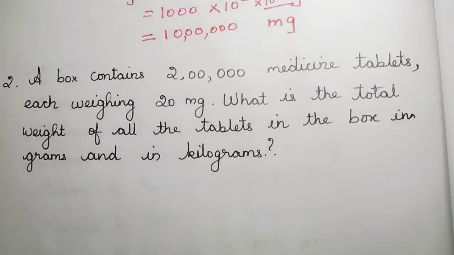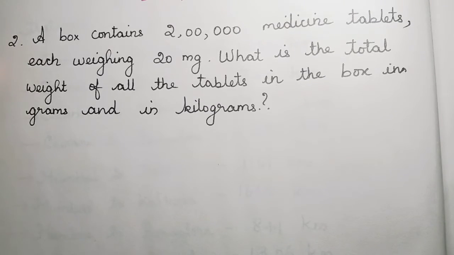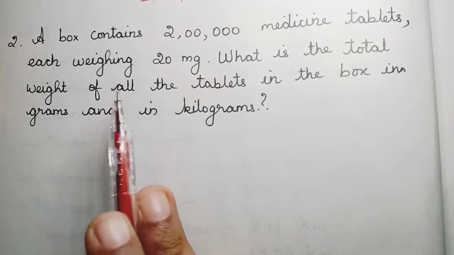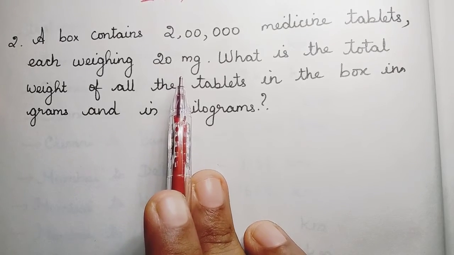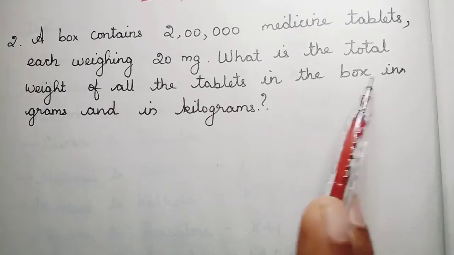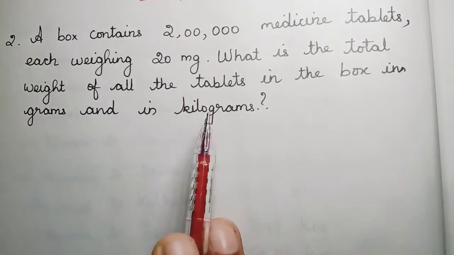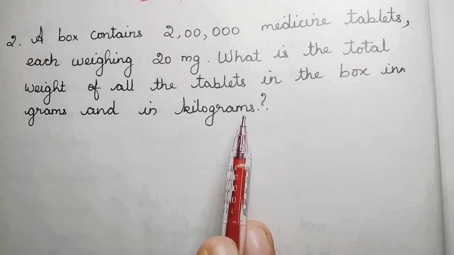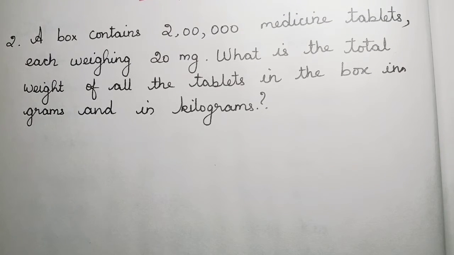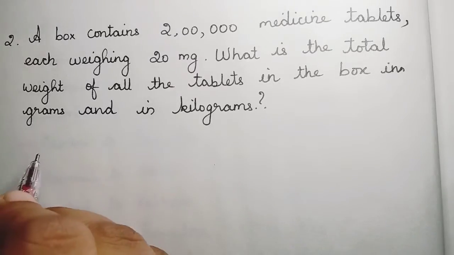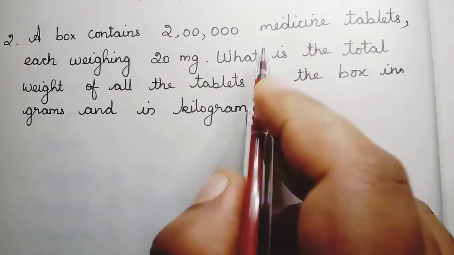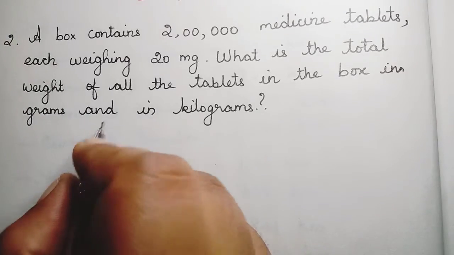So next question. A box contains 2 lakh medicine tablets, each weighing 20 milligrams. What is the total weight of all the tablets in the box in grams and in kilograms? First we will find out the total weight of all the tablets. So the box contains a total number of medicine tablets of 2 lakh.